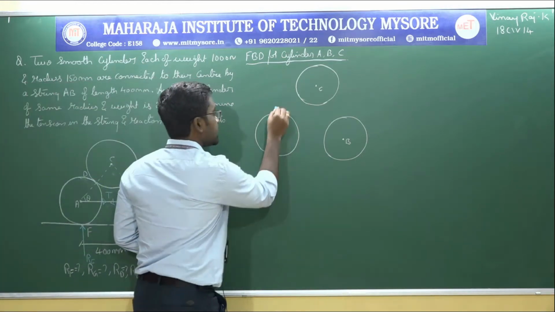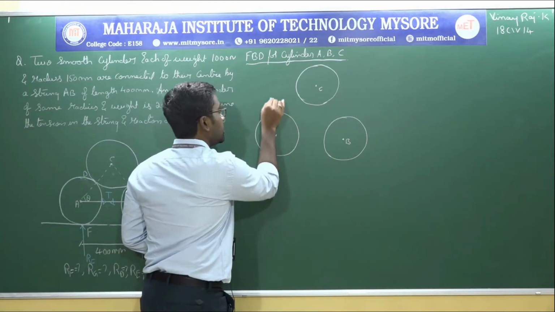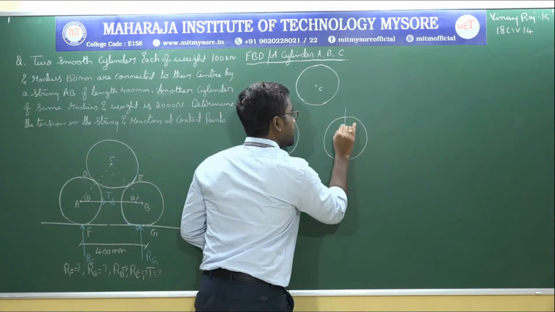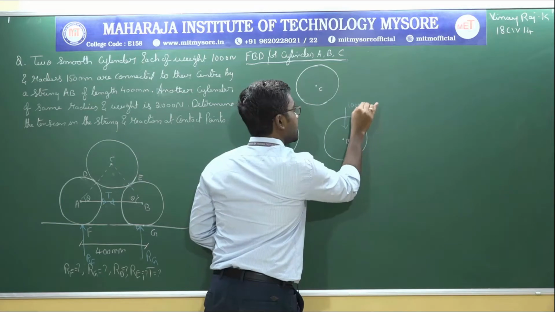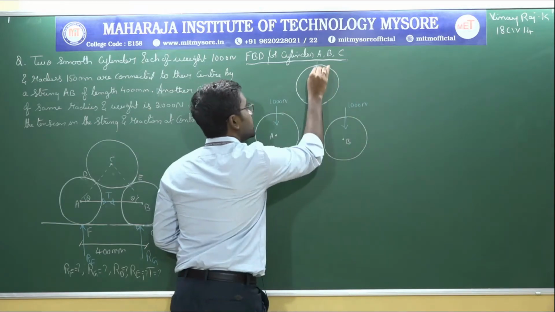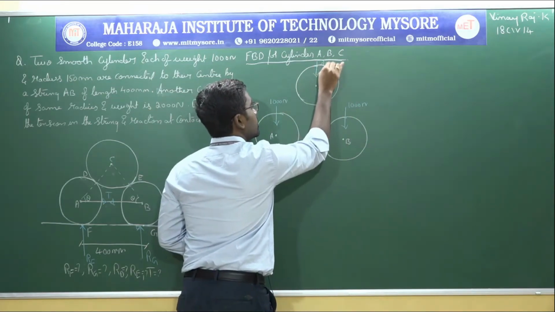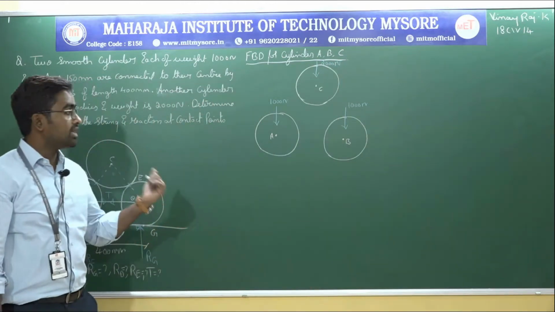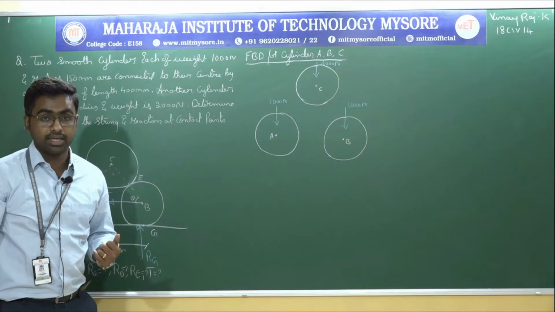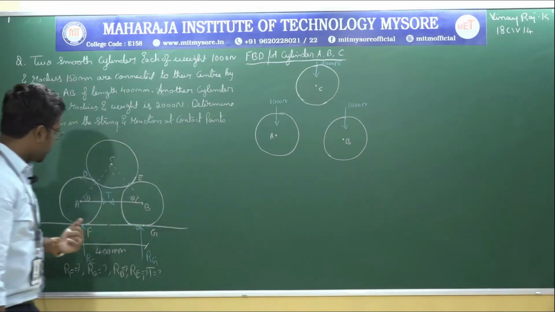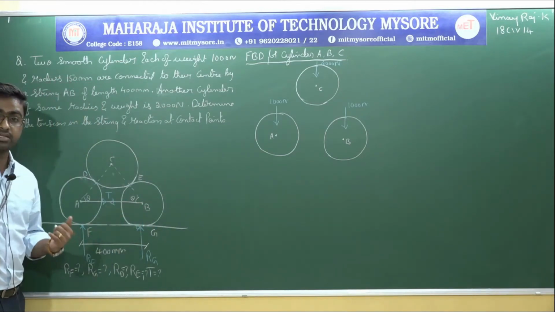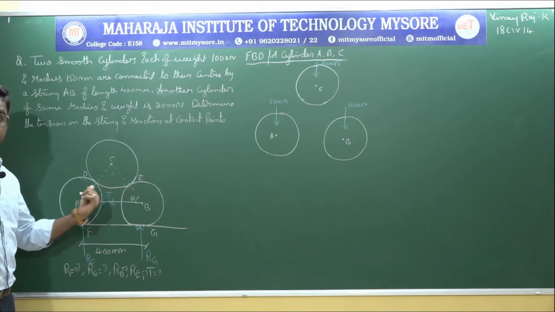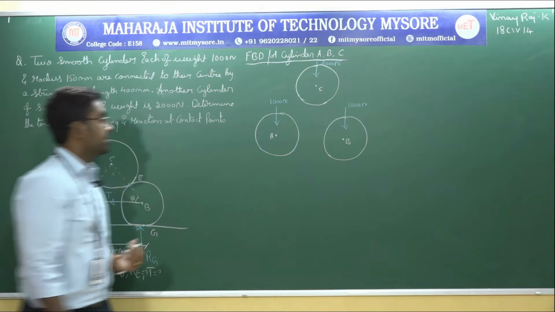So cylinder A self-weight is 1000 Newton, which will be coming downwards, and here 1000 Newton self-weight of this cylinder, and self-weight of this cylinder will be equal to 2000 Newton. The radius of all 3 cylinders are same, right? Now let us mention the reaction which is offered by the supports and which is offered by the cylinders. In between the cylinders, what will be the reaction?